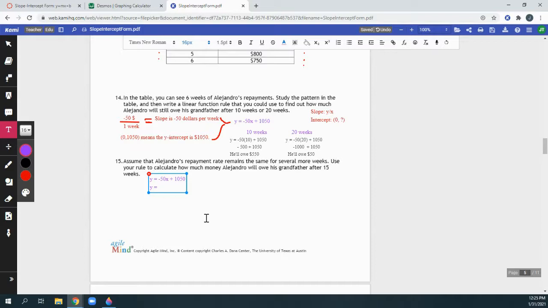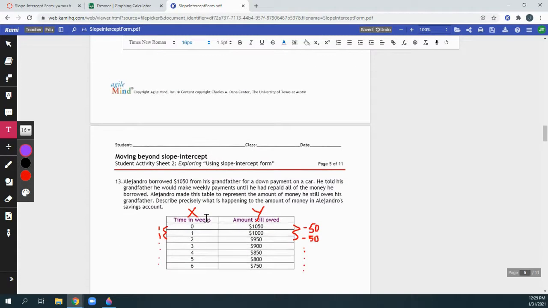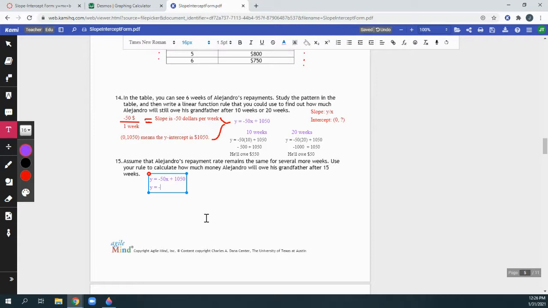Y equals, we're going to say 15 weeks. We want to know how much he'll owe after 15 weeks. So we're going to make x be 15 because x is the weeks. Negative 50 times 15 plus 1050. Negative 50 times 15 is going to be 750. Yep. Negative 750 plus 1050. You might be confused by this, so I'm just going to remind you.